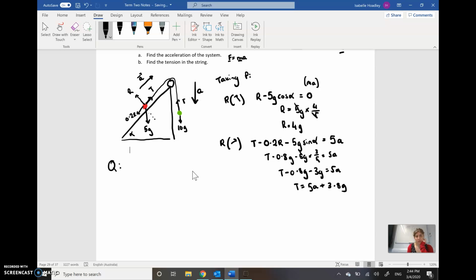So from here, if we look in the direction of acceleration, 10g minus T equals mass times acceleration. So 10g minus T equals 10 times a. Therefore, positive T equals 10a. So negative 10a, because positive T, so negative 10a plus 10g.